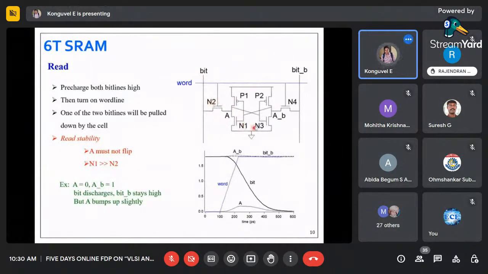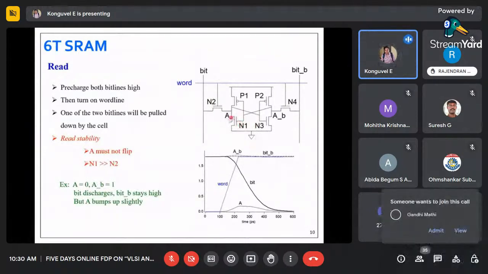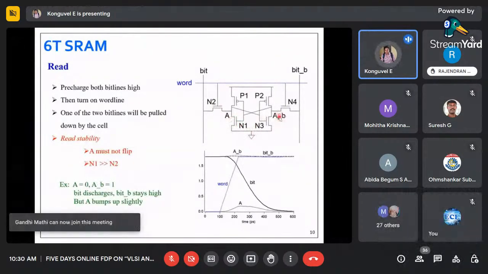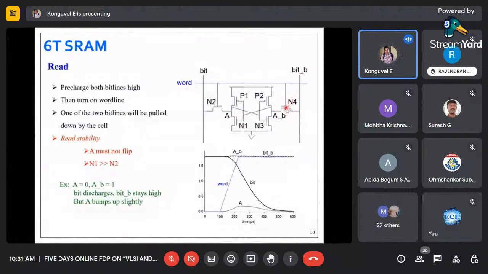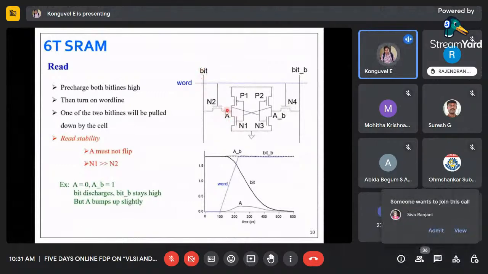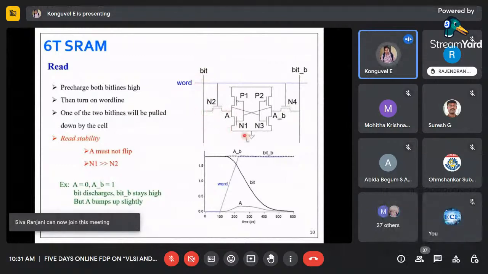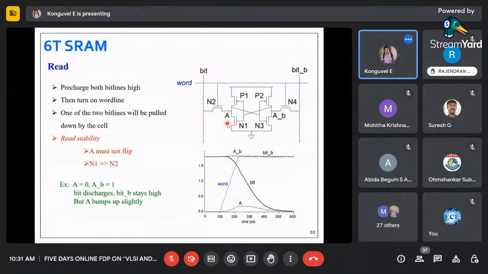Because N2 is on and N1 is on. Why is N1 on? Because A bar B is 1. At the same time, what will happen to the bit bar? N4 will also be turned on. So whatever value is available in A will be passed to bit. As I said, if it is 0, all the voltage from the bit line will be pulled down through N1. So the bit value will now be 0, which is equal to A. So now we have completed the read operation.